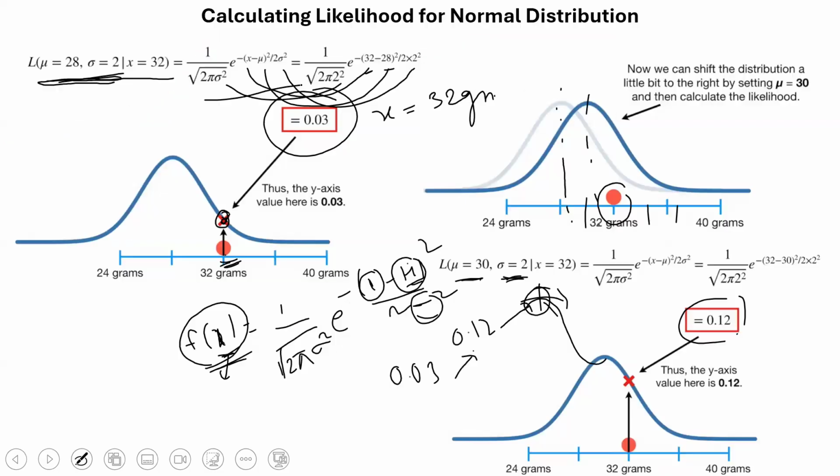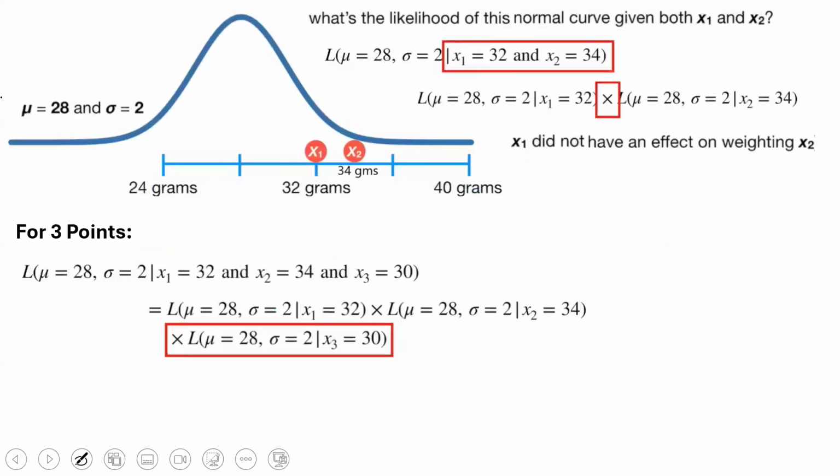Earlier you have done it with only one point, right? Now let's see how we calculate it for two given points. Now you are given two weights. One weight is 32 grams and the other mouse weight is 34 grams. And you are also given a normal distribution with mu equal to 28 and sigma equal to 2. This is not given; you started with 28 and kept sigma equal to 2, and you keep changing the mu to find the maximum likelihood, right? So we started with mu equal to 28.